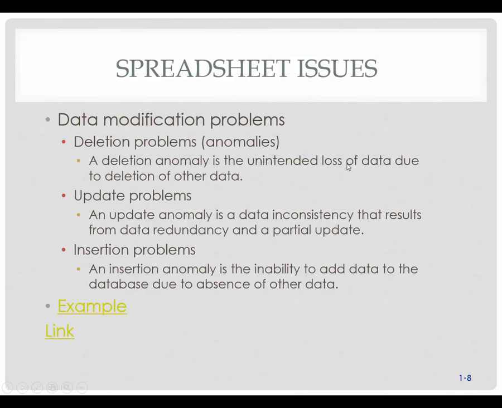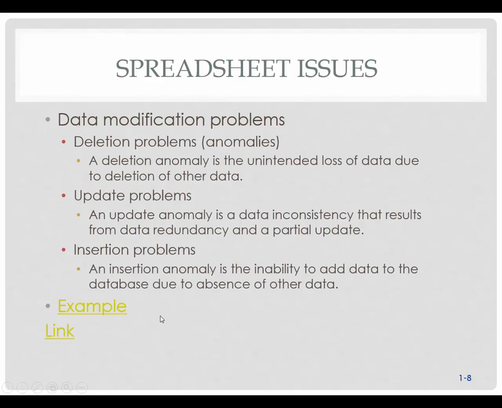So what are the issues with the spreadsheets? Well, you end up with data modification problems, okay? So there's three types of problems, and sometimes you'll hear the word anomalies. There's a deletion problem, okay? So if I put data in a spreadsheet, if I delete a piece of the data, I accidentally delete other things that I may have wanted to keep.